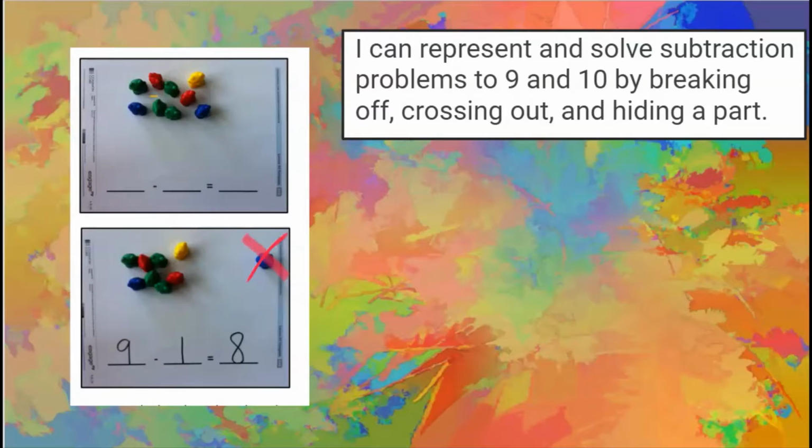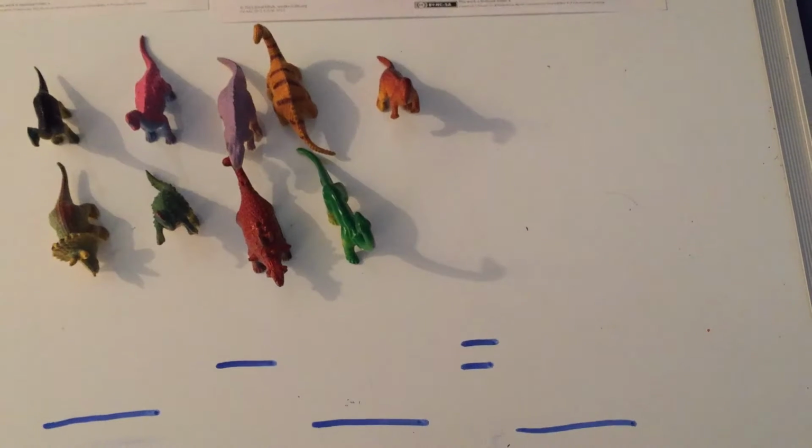Today we are going to switch back to subtraction, and we're going to be subtracting within the numbers 9 and 10. So our math thinking job today is: I can represent and solve subtraction problems to 9 and 10 by breaking off, crossing out, and hiding a part. So we're going to be seeing that minus sign, we're going to be crossing out, and we're going to be breaking off. So let's jump right in to solving subtraction problems to 9 and 10.